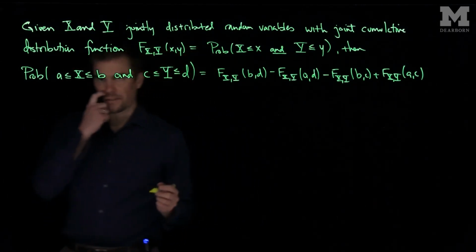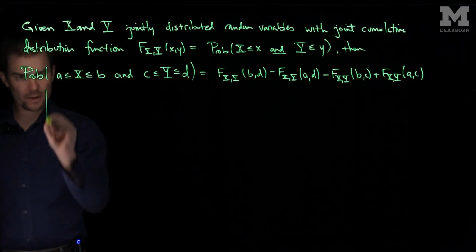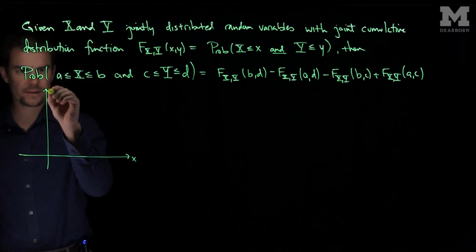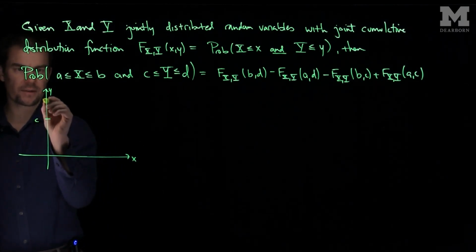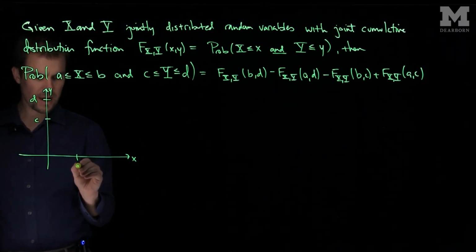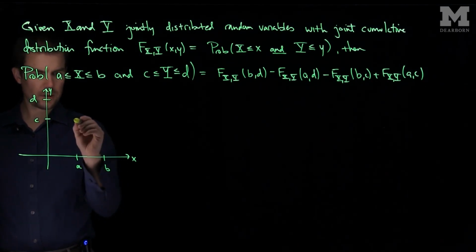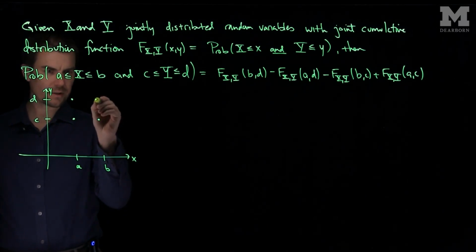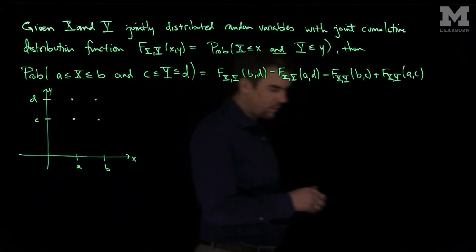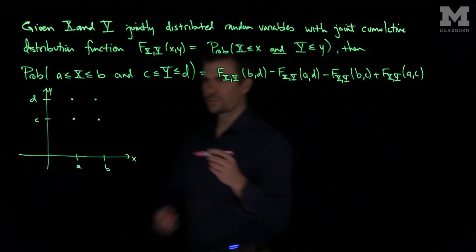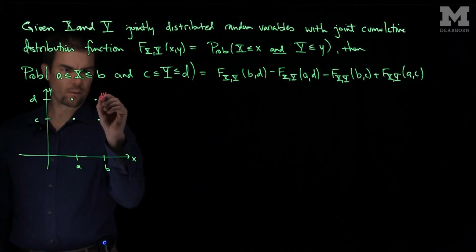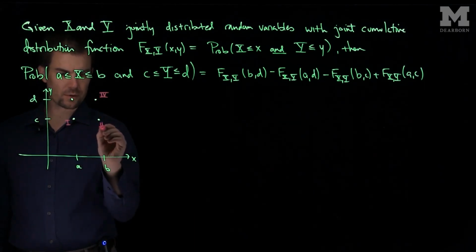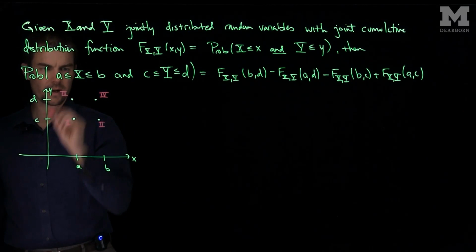So let's think of it like this. The probability that X is between a and b, let's draw this rectangle. So here's the x-axis and here's the y-axis. Let's say this is c and this is d, and this over here is a, and this over here is b. Then we have these four points. Let's call this point over here point 4, this point over here point 1, this point point 2, and this point point 3.